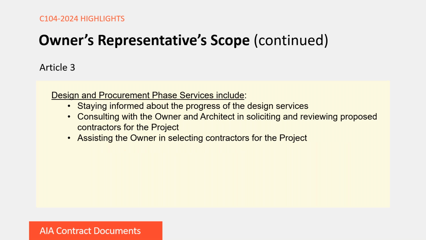The second phase that we're going to see here is the design and procurement phase services, and that includes staying informed about the progress of the design services, consulting with the owner and architect in soliciting and reviewing proposed contractors for the project, and assisting the owner in selecting contractors for the project.